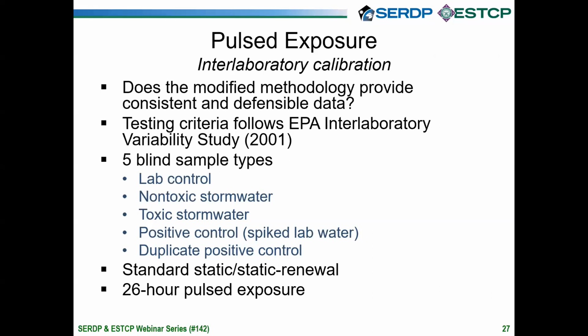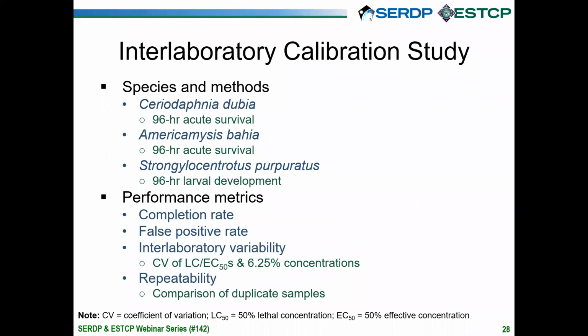The samples were prepared and distributed to participating labs for blind testing, and the labs were instructed to perform both standard and continuous exposure testing, as well as the pulse exposure testing, which was for 26 hours. Three WET methods were evaluated as part of this interlab calibration study, and they include a freshwater cladoceran, Ceriodaphnia dubia, and two marine species, the mysid shrimp, Americamysis bahia, and the purple sea urchin, Strongylocentrotus purpuratus.